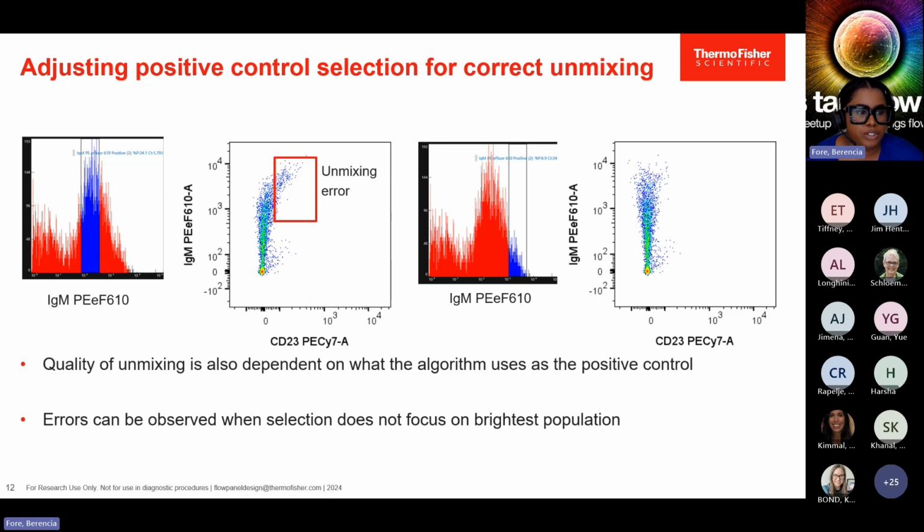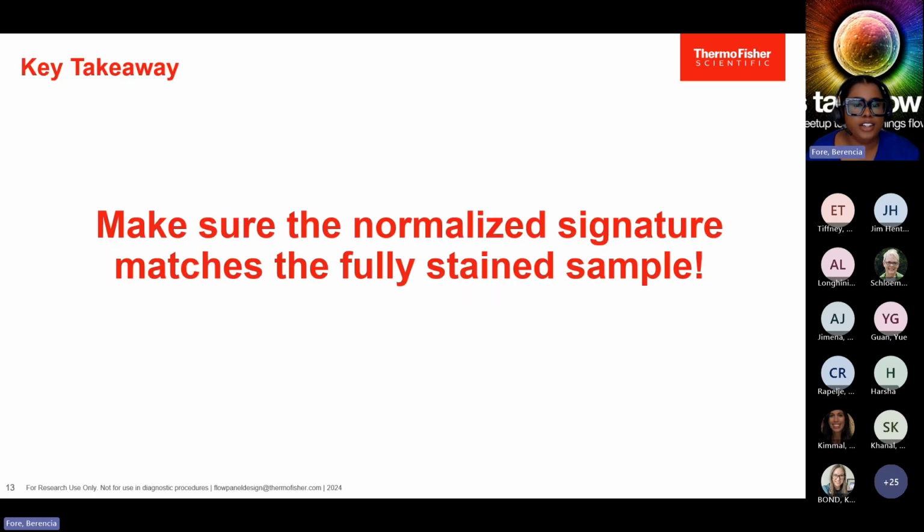But if you make sure you grab the tightest and brightest, you can ensure that the algorithm has the right MFI to account for all those cells that are bright here. So essentially, errors could also be observed when the selection does not focus on the brightest population. And so essentially, understanding and correctly implementing spectral flow cytometry concepts is crucial for your data analysis.